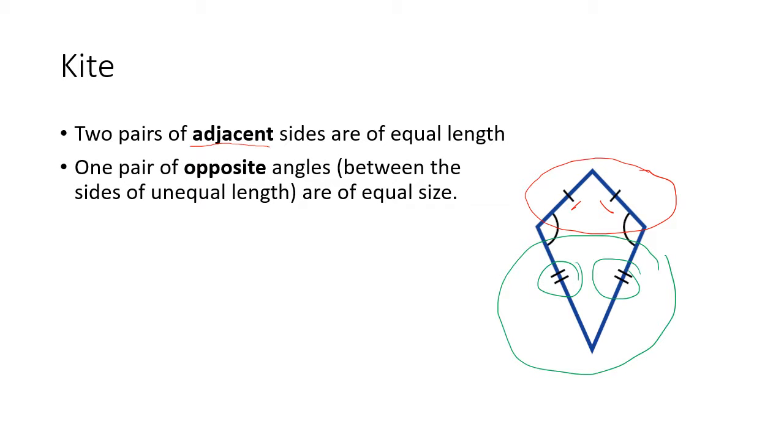Now we also have a pair of opposite angles between the adjacent sides which are of equal size. And if we have a look here, we've got the angle which is between the sides of unequal length, and then opposite that we have another angle which is also the same size.